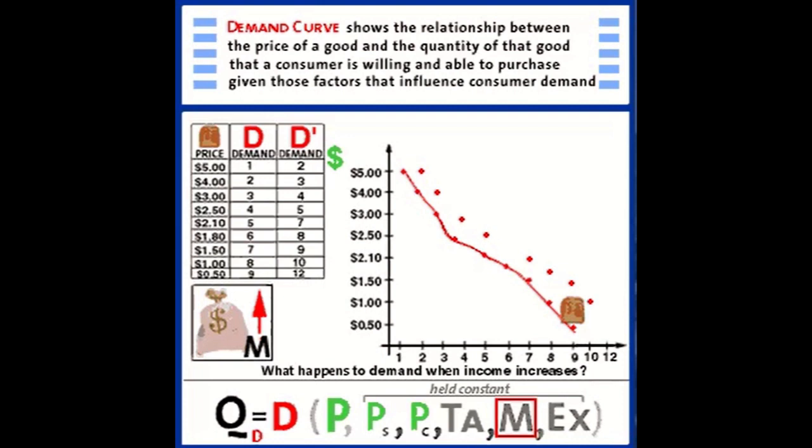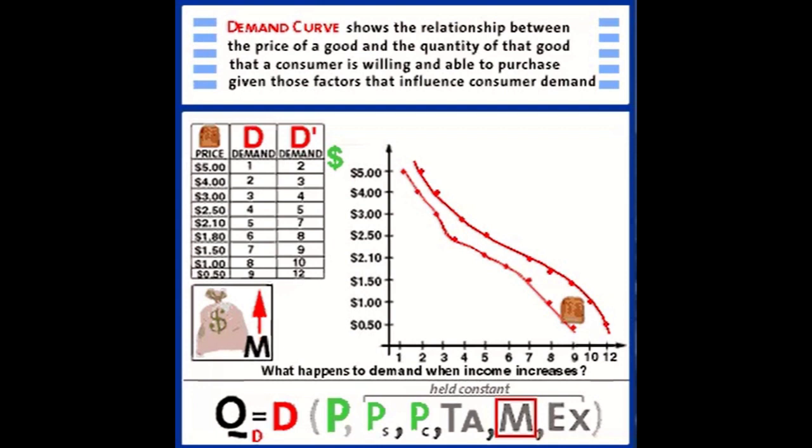Now, are these the only imaginable prices and quantities for this household? Absolutely not. We can imagine price changing continuously. We can imagine quantity demanded changing continuously. And we can connect these dots to get a continuous downward sloping demand curve just like before. Here's the demand curve that represents the relationship between price and quantity demanded after income is increased.